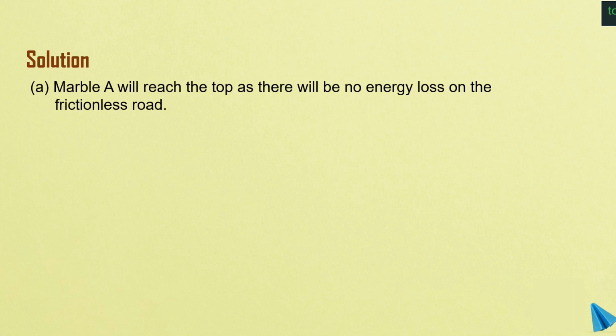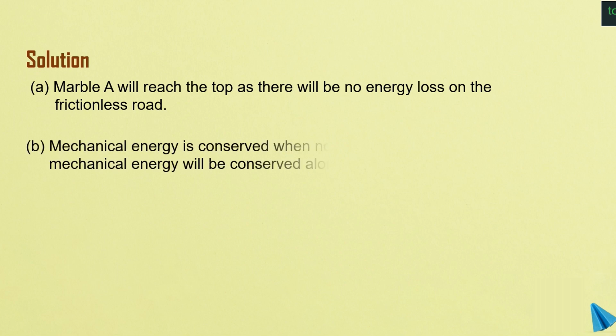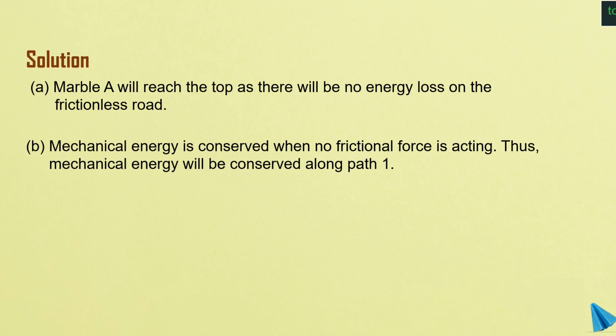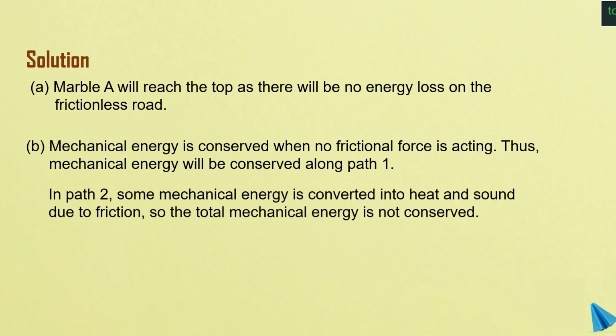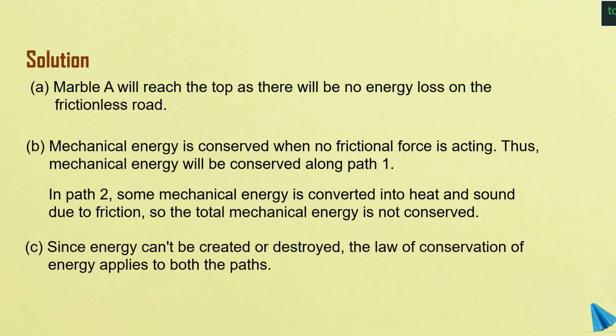So the first question, marble A will reach the top as there will be no energy loss on the frictionless road. For part B, mechanical energy is conserved when no frictional force is acting. Thus, mechanical energy will be conserved along path 1. In part 3, some mechanical energy is converted into heat and sound due to friction, so the total mechanical energy is not conserved. Since energy can't be created or destroyed, the law of conservation of energy applies to both the paths. That is the answer to your third question.